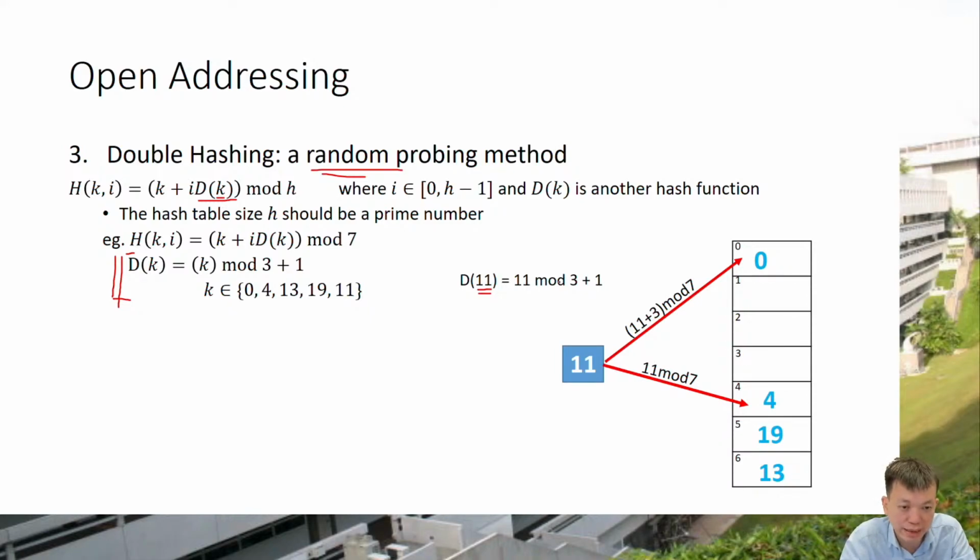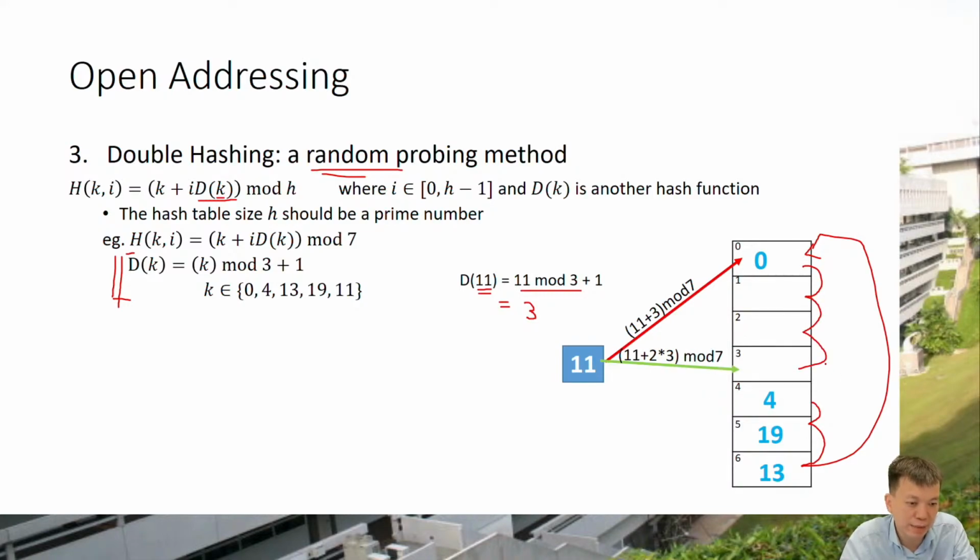Once you do this calculation, you find that the result is 11 mod 3 is 2, and 2 plus 1 is 3. So every time I just increase my move by 1, 2, 3. The next time will be 1, 2, 3, so I will land here. Then, if this is an empty slot, I insert it. If it is not empty, I will carry on my journey.